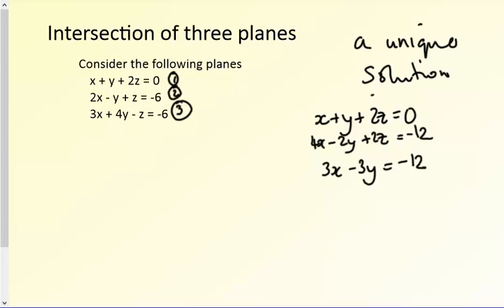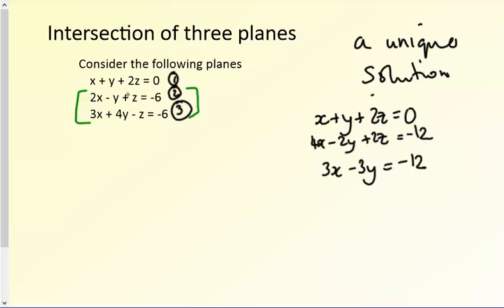So I've combined 1 and 2 together to now give me an equation just in terms of x and y. I've eliminated z from my equation. Now what I'm going to do is take two other equations, so number 2 and number 3, and then combine those together to eliminate z as well.